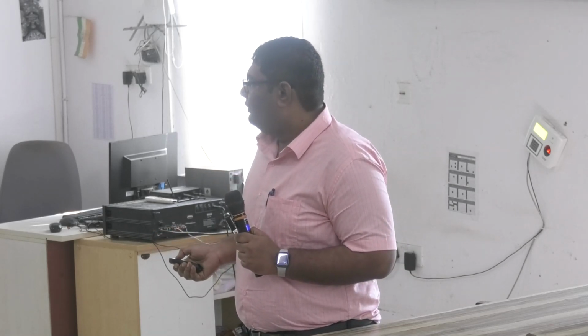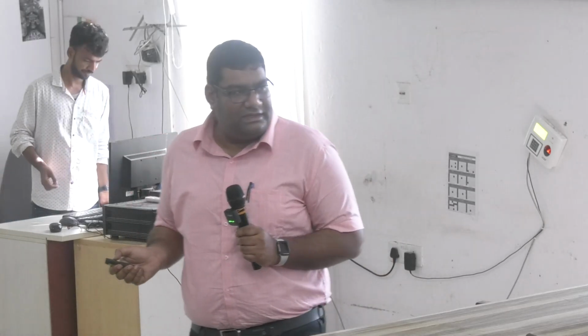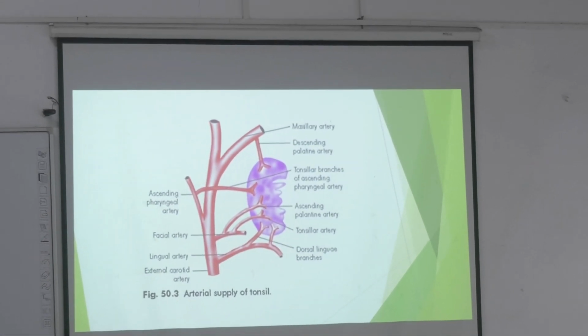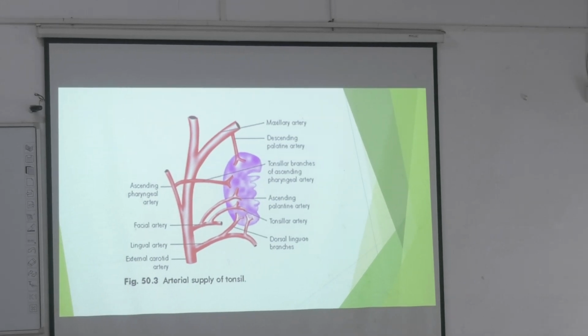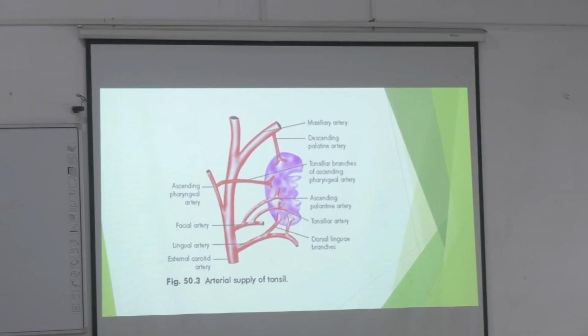And this is your arterial supply. Keep this picture in your mind, this will be asked in your exam. Okay? So I have told you that external carotid artery branches will be asked. So this is the external carotid artery, and from the external carotid artery one branch is the lingual artery, one branch is the ascending pharyngeal artery, and one branch is the maxillary artery. So 4 important branches from the external carotid artery supply the tonsil, right?